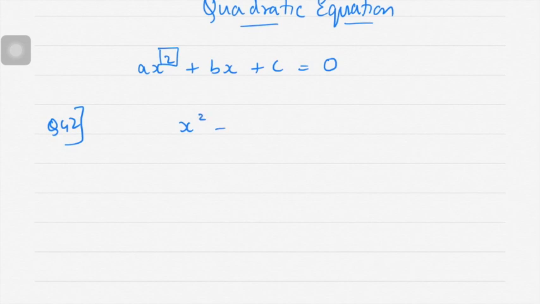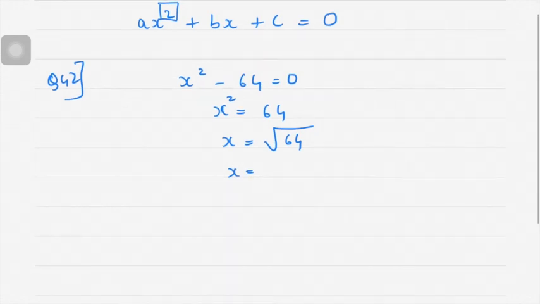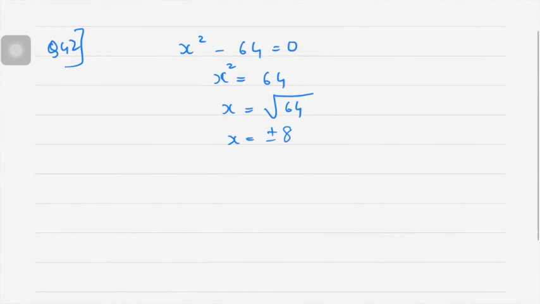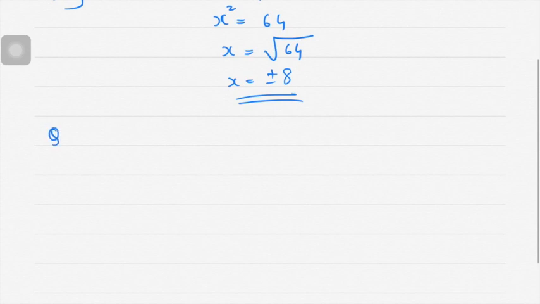So question number 42. Solve the following equation. The equation is x² - 64 = 0. This is very simple. The 64 will go to the other side, so x² = 64. The square goes to the other side and becomes a square root. The square root of 64 is 8, so it can be plus 8 and also minus 8. So x is plus or minus 8.